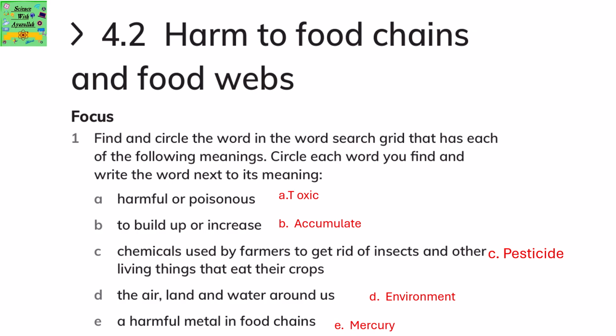To build up or increase. The word found in the search grid is accumulate. Chemicals used by farmers to get rid of insects and other living things that eat their crops. It's pesticide. The air, land, and water around us is called the environment. A harmful metal in food chains. Mercury.